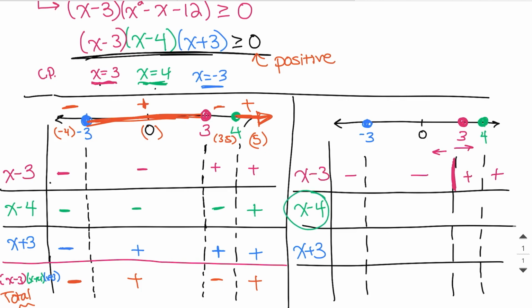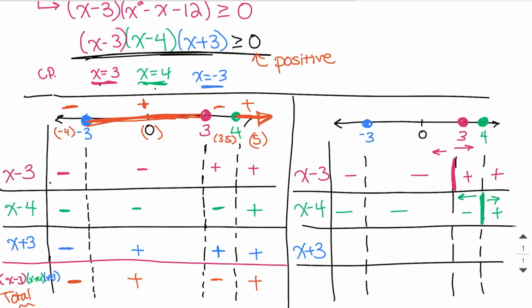In x minus 4, the critical value is 4 because 4 minus 4 is 0. Anything bigger than 4 will be positive. Anything smaller than 4 will be negative. So here's my critical point here. Anything bigger is positive. Anything smaller would have to be negative all the way down, okay?